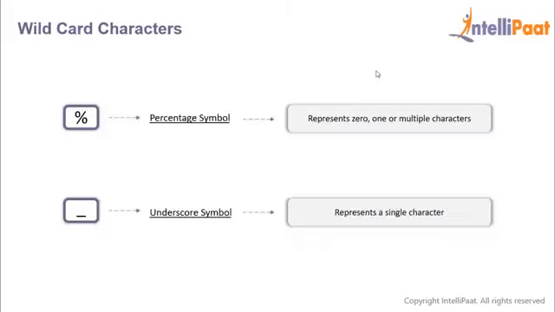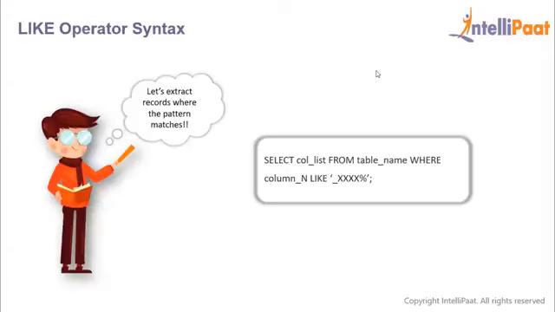Now, the like operator is used in conjunction with wildcard characters. And there are 2 wildcard characters. First one is the percentage symbol and the second one is the underscore character. So the percentage symbol is a substitution for 0, 1 or more characters, while the underscore is a substitution for a single character. And this is the syntax for the like operator. After giving the where clause, we give the column name followed by the like operator and then the pattern which you want to extract. And keep this in mind, guys, the pattern should be inside single quotes.